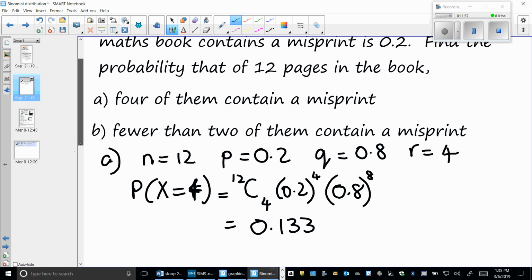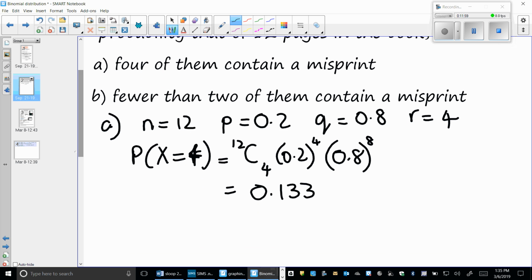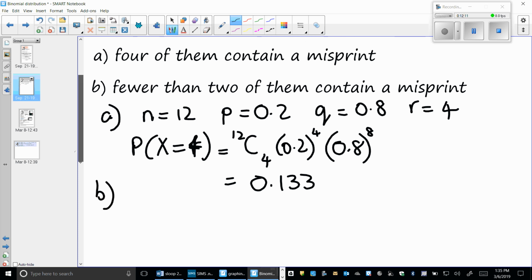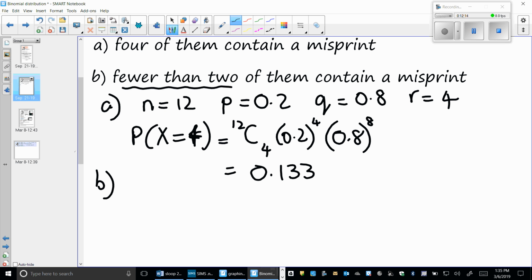Now, this next one, fewer than 2 of them contain a misprint. So this is where it's a little bit more work, because fewer than 2 means that we have to find the probability when X is 0 or when X is 1. So we're going to have to do both of those, and then what we're going to do with those numbers? Add them together.